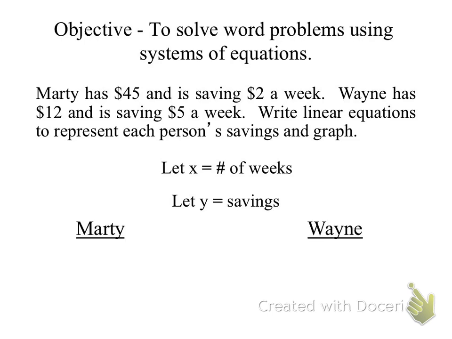So the equation for Marty, who knows what that equation will be? If Y is the savings, what will the equation be if Marty has a starting point of $45 and is saving $2 per week? Y equals 45 plus 2x. Yep. So my savings is equal to the starting balance of 45 plus 2 times the number of weeks. What would Wayne's equation be? Y equals 12 plus 5x.